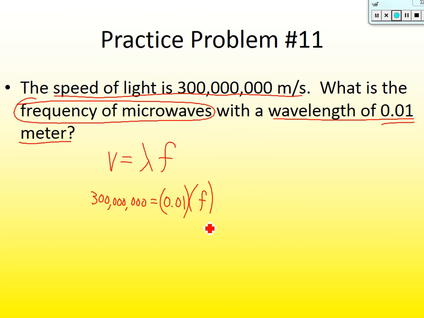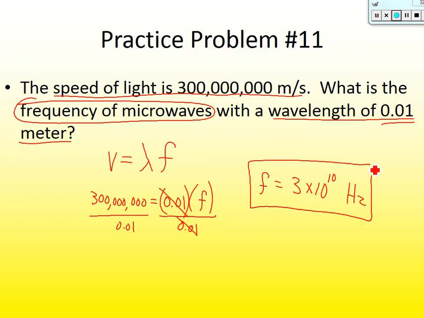Okay, so how do I solve for f right there? Divide by 0.01 on both sides. Okay? And so frequency is equal to 300 million divided by 0.01. What does that equal, guys? 3 times 10 to the 10th? What are my units going to be? Hertz. That's waves per second.